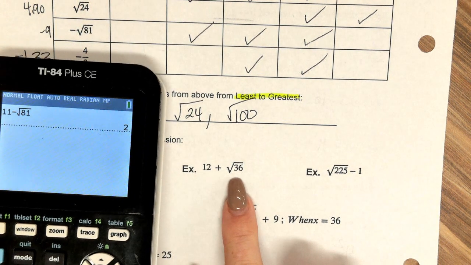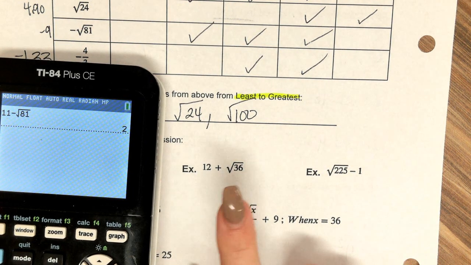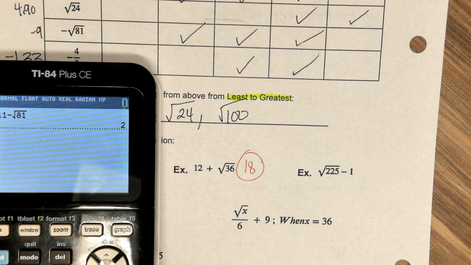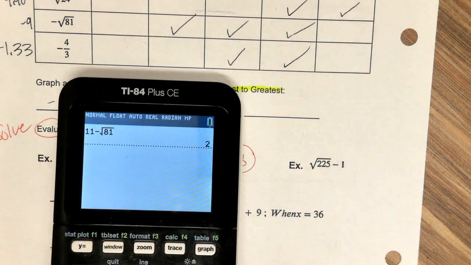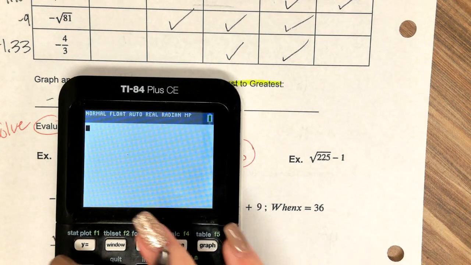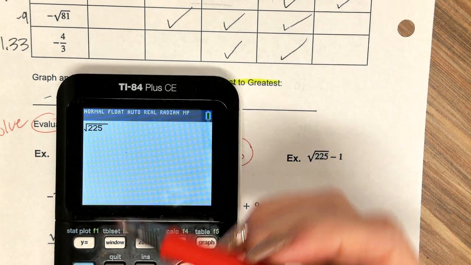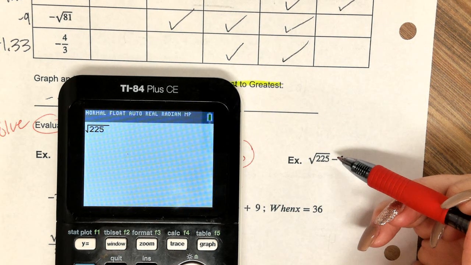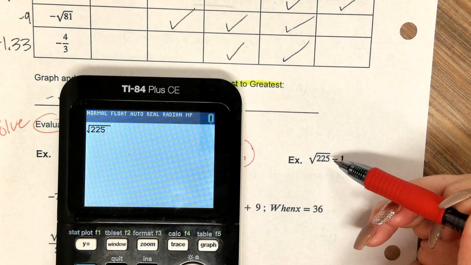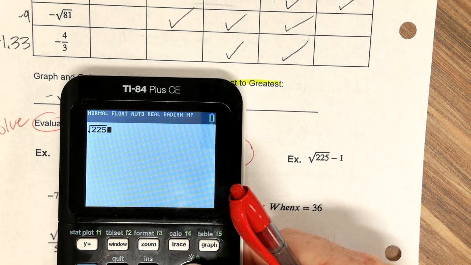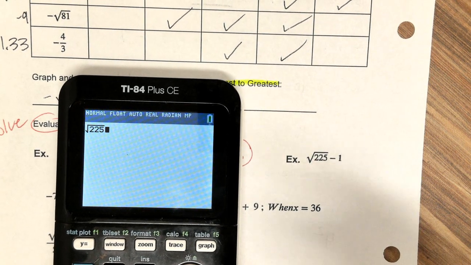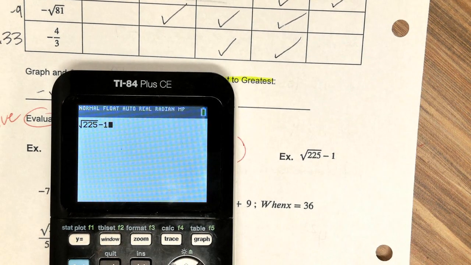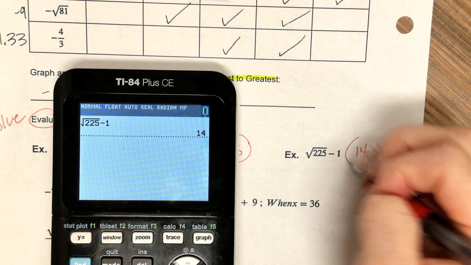12 plus the square root of 36, isn't that just 6? And 12 plus 6 is 18. Okay, put this one in your calculator, the square root of 225. But what do I have to do before I hit minus 1? I got to arrow out. If you change it, you're going to get the same answer, plus negative 1 or minus 1. It doesn't matter.